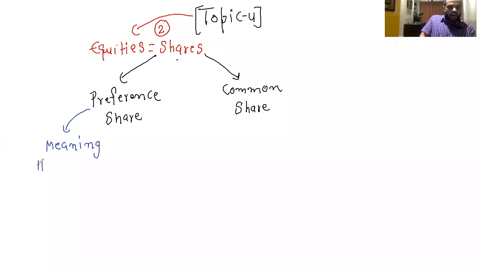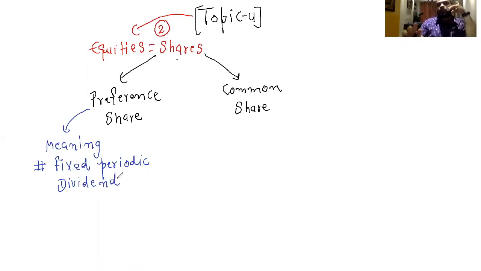Preference shares are the shares on which shareholders, if you hold preference shares, you become a preference shareholder, right? So preference shares are those shares on which the company pays a fixed periodic dividend. So what does it mean? It means if you are holding preference shares and you become a preference shareholder, it doesn't matter whether the company has high profit, low profit, or no profit, you will receive a fixed dividend, right?